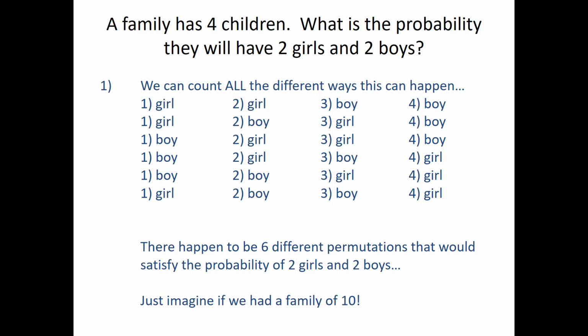Well, we can count all the different ways that this can happen. So, for example, if we have 4 children, 2 girls and 2 boys, you could have girl, girl, boy, boy. You could have girl, boy, girl, boy. You could have boy, girl, girl, boy. You could have boy, girl, boy, girl, boy, boy, girl, girl, and girl, boy, boy, girl. So it turns out that there happen to be 6 different permutations that would satisfy the probability of 2 girls and 2 boys. Now imagine if we had a family of size 10.